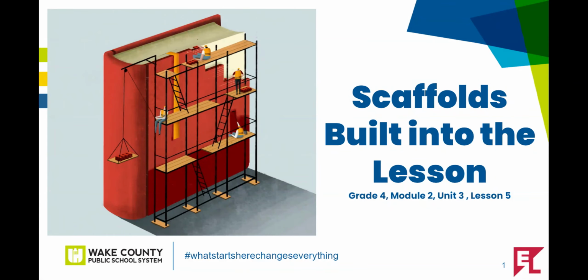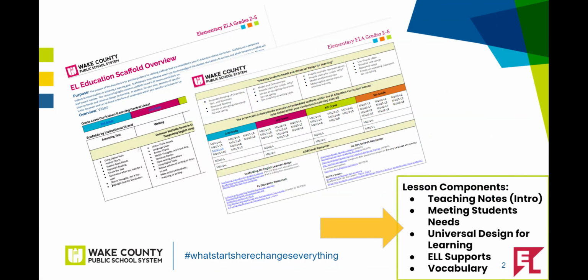Throughout this learning opportunity, we'll focus on examples of scaffolds that already exist within EL Education lessons using Lesson 5 from Grade 4, Module 2, Unit 3. An EL Education Scaffold Overview document for elementary ELA grades 2 through 5 can be found in Learning Central under the appendix within each grade level module and in the teacher planning tools for your grade level curriculum. Please refer to this document for additional supports as you plan.